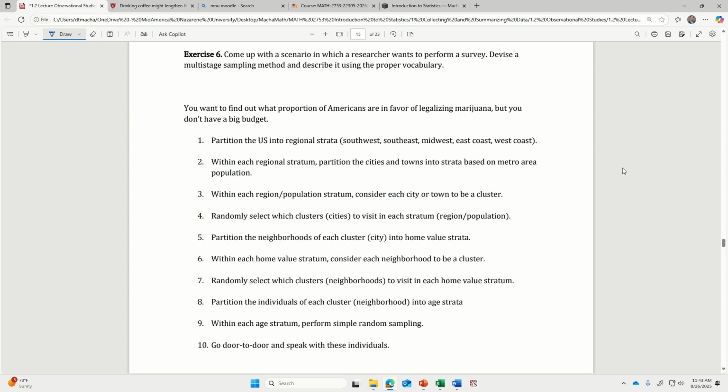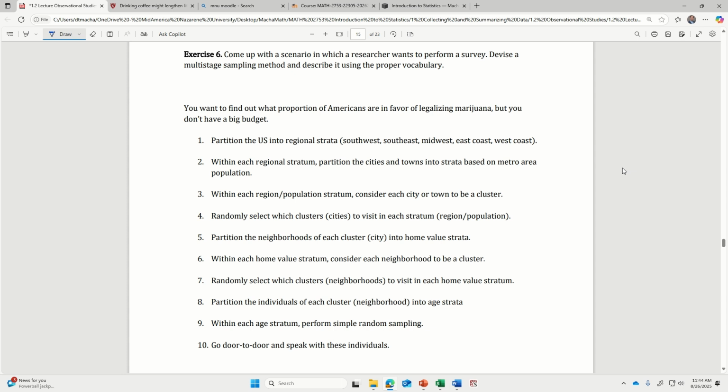Within each region population stratum, I'm going to consider each city or town to be a cluster, hoping that if it's a town of about the same population in the same region, maybe they would have the same distribution of opinion. So those would be valid clusters. And then, like cluster sampling suggests, I'm going to randomly select a few clusters to visit within each region population stratum. Step number 5. When I get to a city, I'm going to partition the neighborhoods into home value strata.